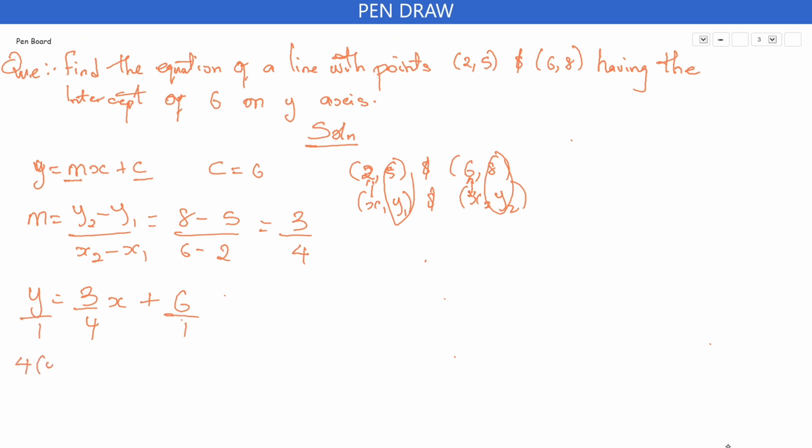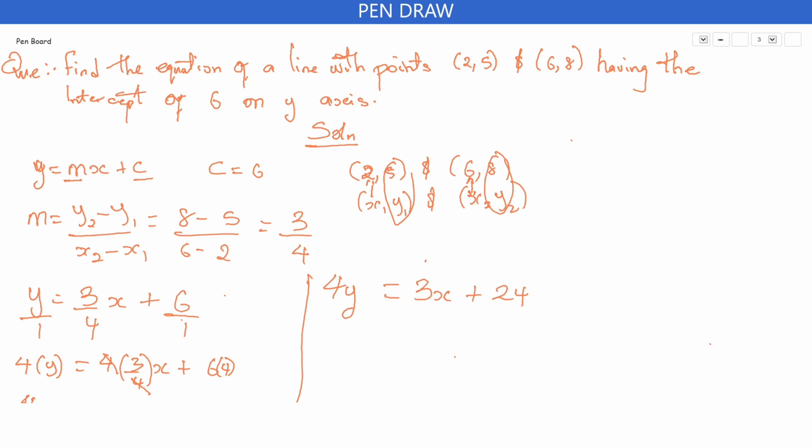So we have 4(y) = 4(3/4 x + 6). Why are we multiplying everything by 4? Because we don't like this fraction. We want everything to just be on one line. So we have 4y equals, this 4 cancels this 4, so we have 3x plus 6 times 4, which gives us 24.